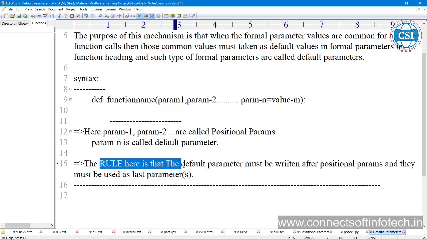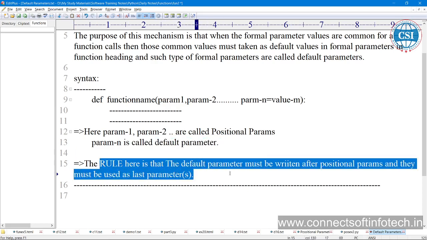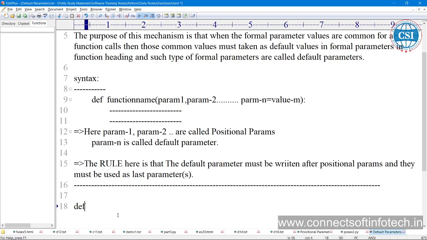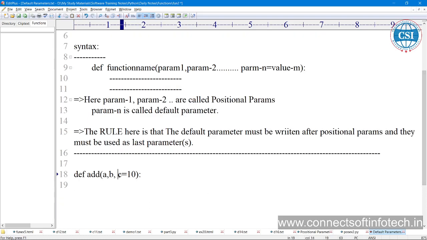The rule is that the default parameter must be written after the positional parameters, and it must be used as the last parameter. For example, def add(a, b, c=10). What are a and b? They are known as positional parameters, guys. And c is equal to 10 is also a formal parameter because it is written in the function heading. This type of parameter is known as a default parameter.